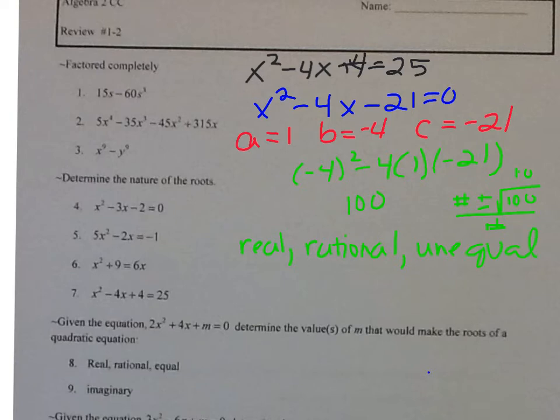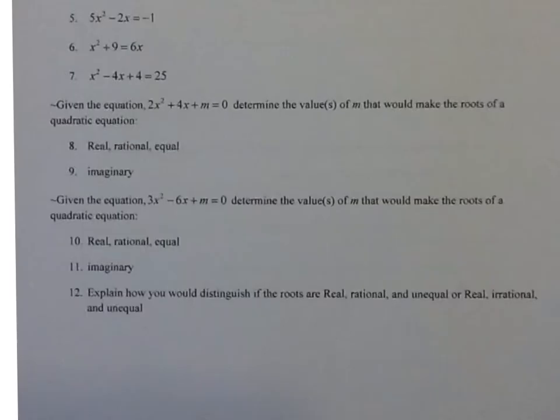Okay, so let's take a look at number 8. For number 8, it says, given the equation 2x squared plus 4x plus m equals 0, determine the value or values of m that will make the roots of the quadratic equation. And right now we're talking about real, rational, equal. So remember, in order to be real, rational, equal, your number underneath the square root has to be 0 because you want to add and subtract 0. So that means your discriminant, b squared minus 4ac, has to be equal to 0.